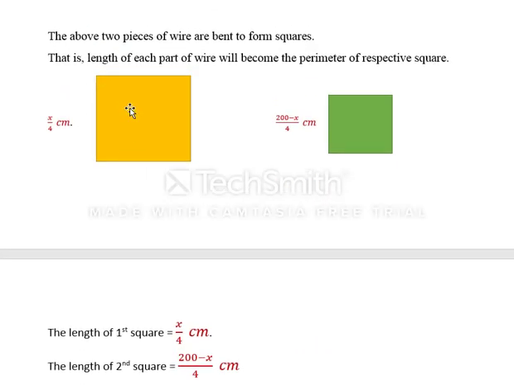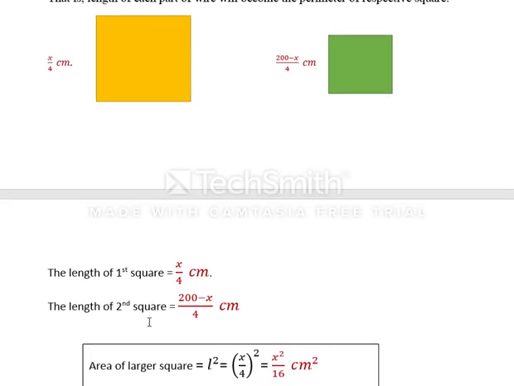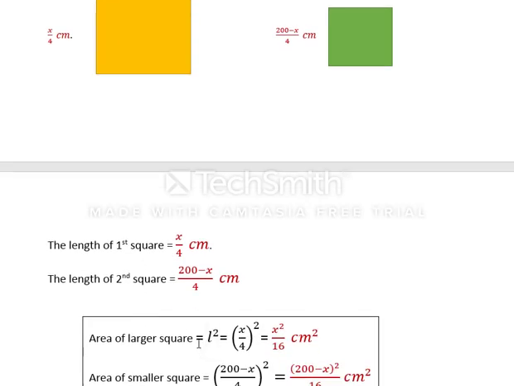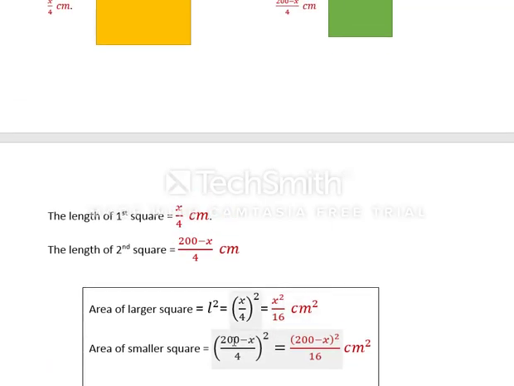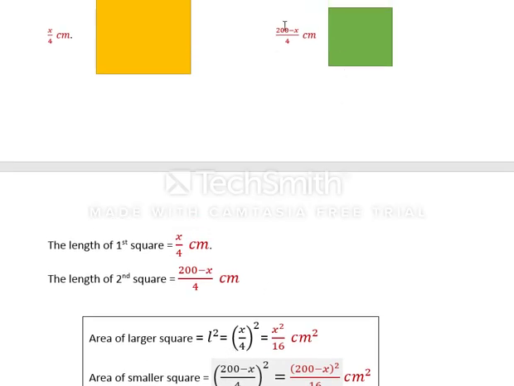Next we calculate the area of this larger square. You are already familiar that the area of a square is always length times length, that is L squared, and L, the side length of the big square, is x over 4. So the area of the larger square will be (x over 4) whole squared. After taking the square, it becomes x squared over 16 centimeters squared. In the same way, the side length of the smaller square is (200 minus x) over 4, so the area will be ((200 minus x) over 4) whole squared.